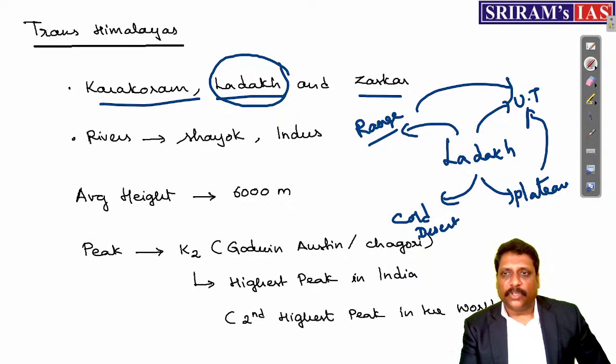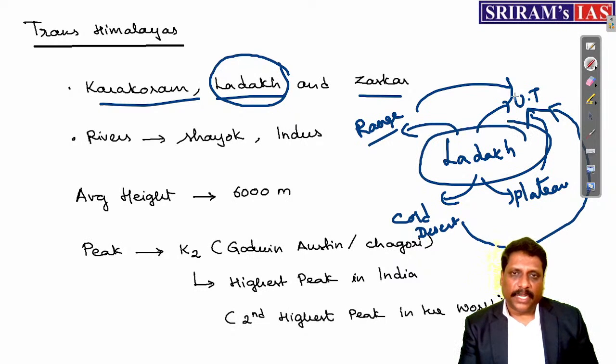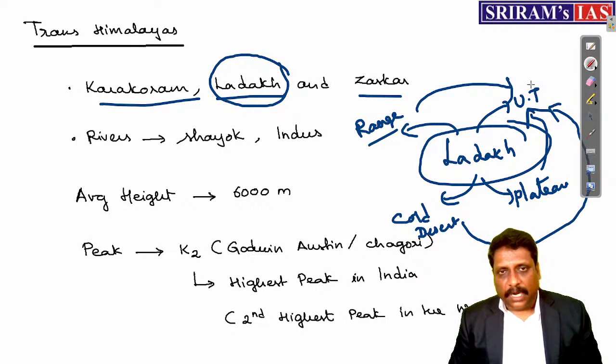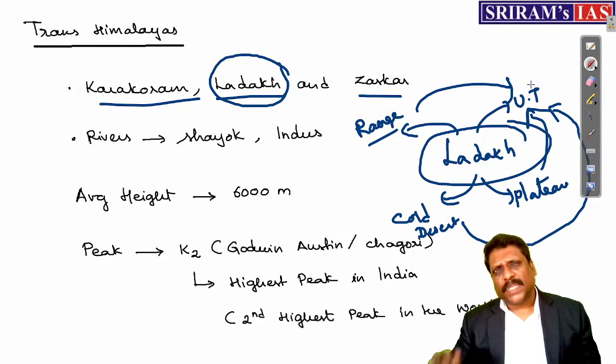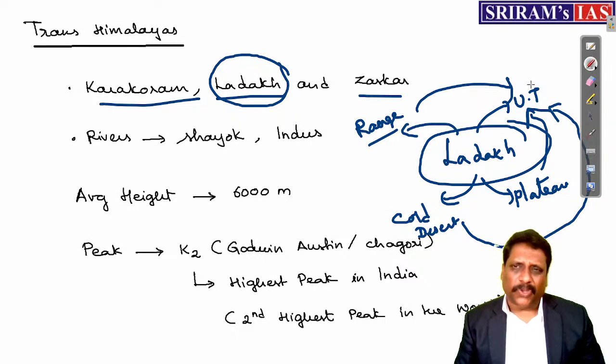Ladakh plateau is there in the Union Territory of Ladakh. The cold desert called Ladakh is also there in the UT of Ladakh. Okay. So the only thing is that the name is common, but the features are different. So Ladakh range is different. Ladakh plateau is different. The cold desert called Ladakh overlaps with this Ladakh plateau. Okay. Right, my dear friends.